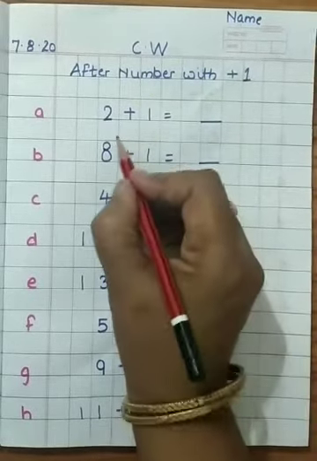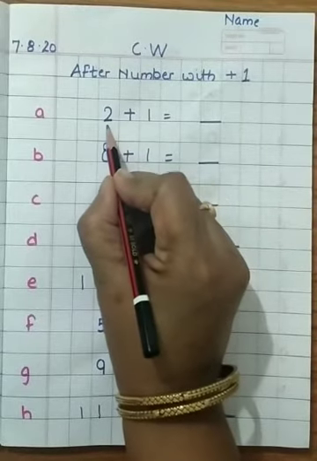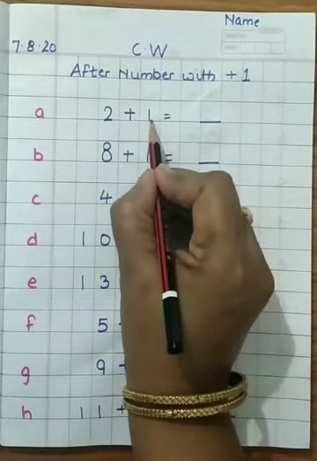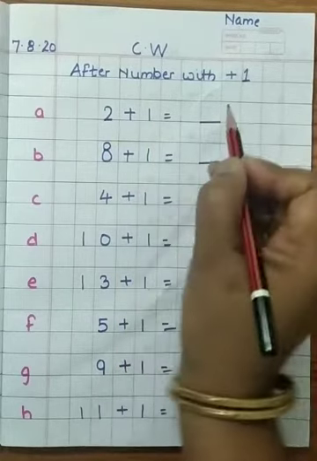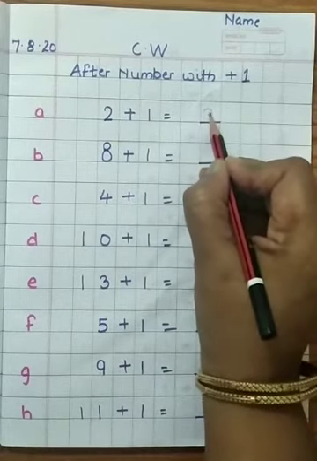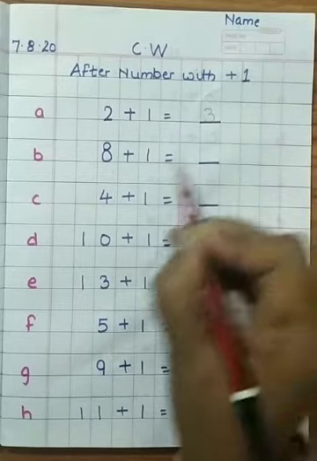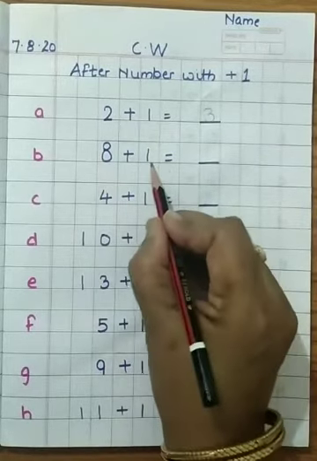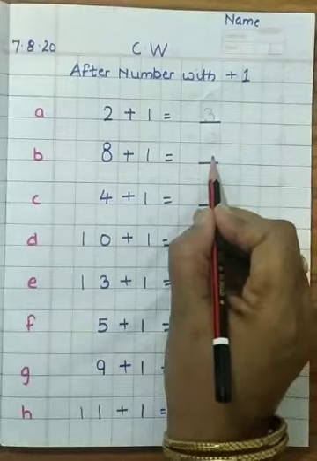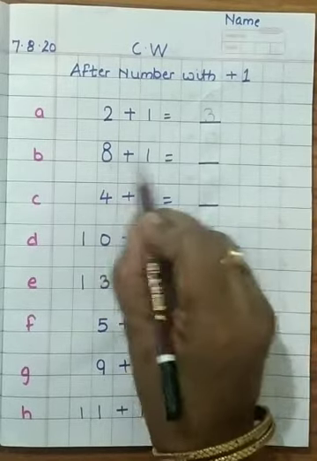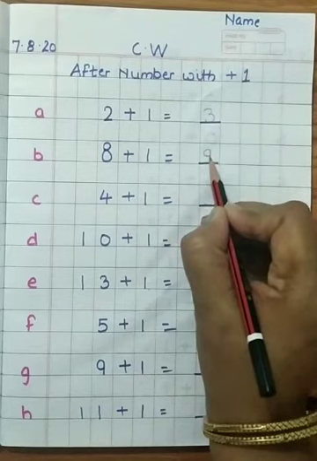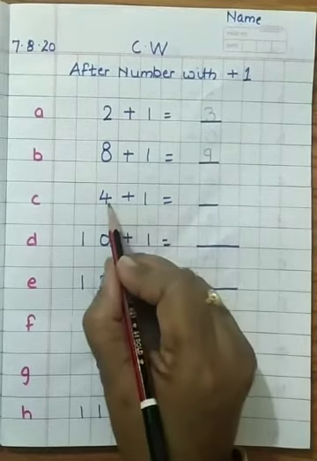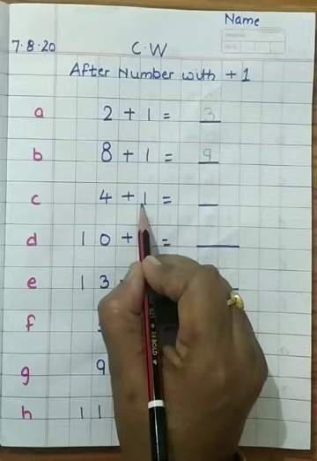So let's start. 2 and 1 more. Then what will be the next number? Yes, any guess? Yes, number 3. 3 is after 2. 8 and 1 more. Then what will be the after number? 8 ke baad kya aayega? Yes, number 9.